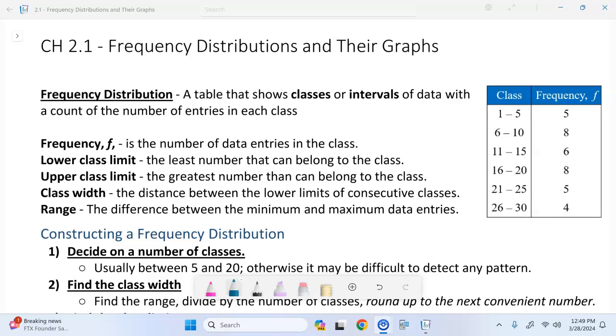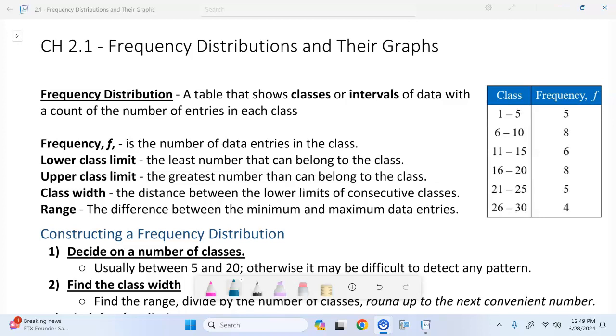So we set up a class like you see on the example, and our first class is values 1 through 5. And so that class includes any time we get a data value of a 1, a 2, a 3, a 4, or a 5. The frequency tells us how often a number appears in that class. It does not tell us what those specific numbers are. So our first class has a frequency of 5.